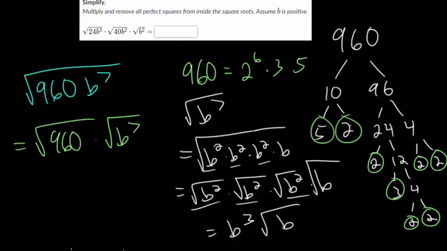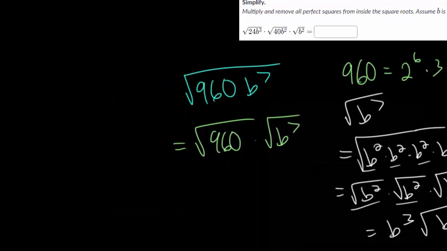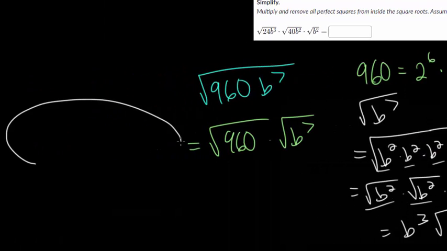And so let's deal with both the numbers and the variables together now. Let me do it right here. So this is equal to root 960, but remember 960 is just 2 to the 6th times 3 times 5, and I'm going to recombine those to make 15 because 15 is not a perfect square, and so it's going to be left behind anyways.